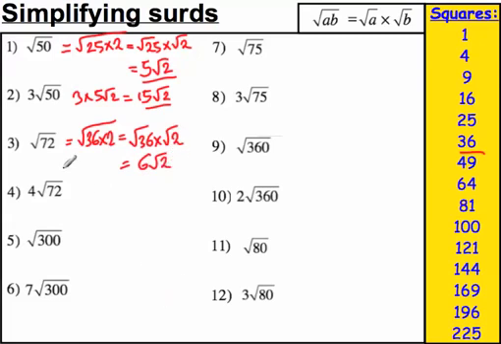Let's try and do the next one a bit quicker. 4 root 72. Well, if one lot of root 72 is 6 root 2, 4 times that must be 4 times 6 root 2, which is 24 root 2.